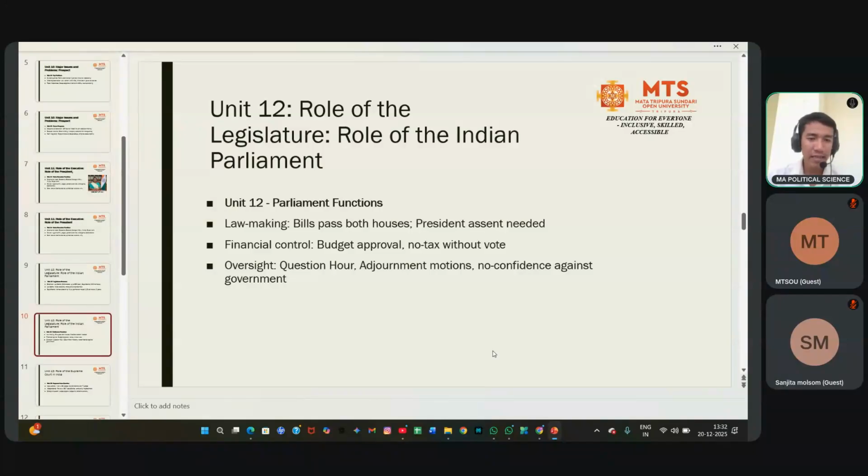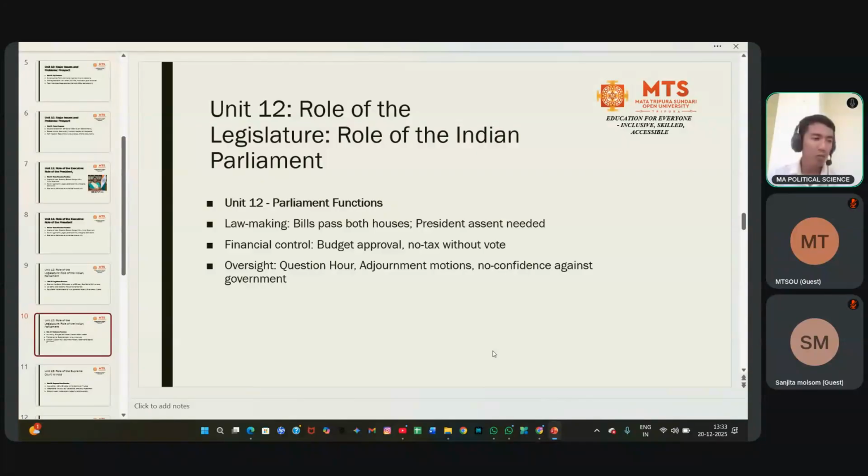What are the characteristics of parliament? Question hour. They can question the government: what you are doing, what are your policies. Adjournment motions, no confidence against the government. They can also pass such motions against the government that they don't have confidence. When they don't like the government, when the maximum majority approves, the government can be removed. So these are the things how they keep the government under control. When the government is uncontrollable, they can control it in the parliament by passing a no confidence motion.